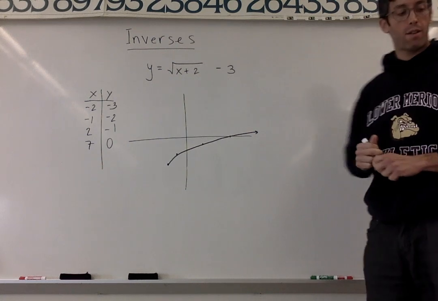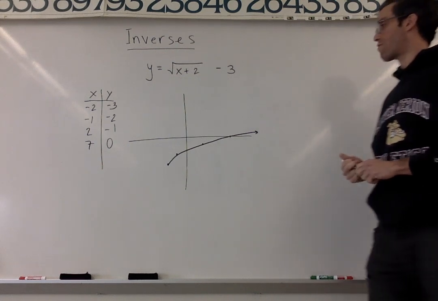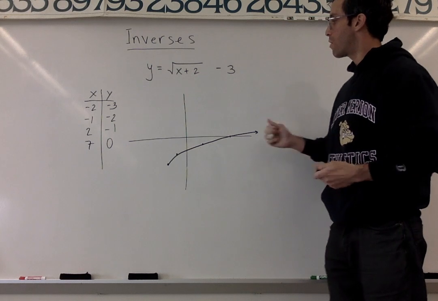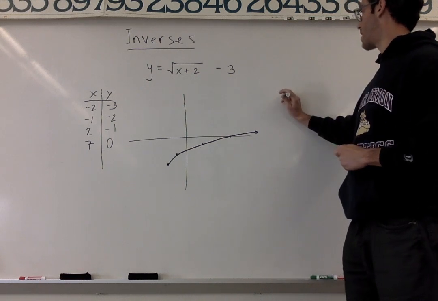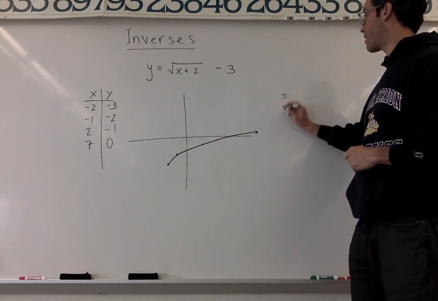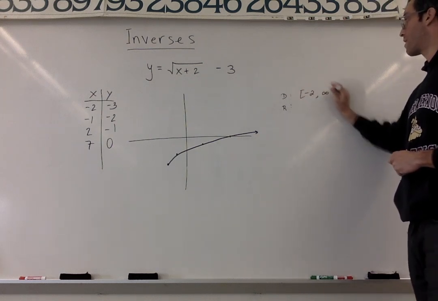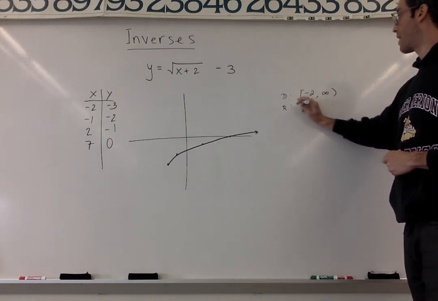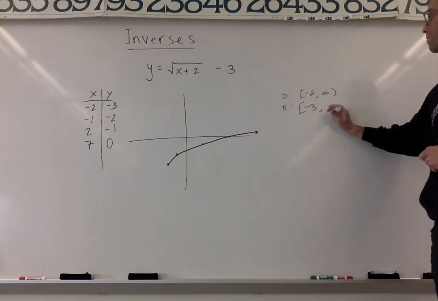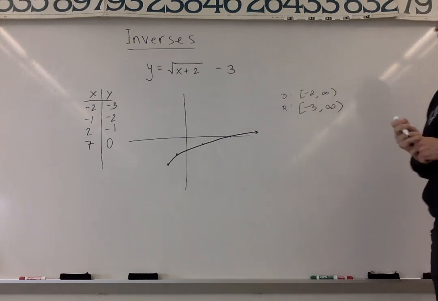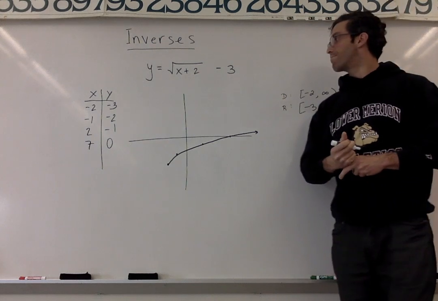Now, we can also talk about this function's domain and range, right? Let's actually jot that down right now. Domain and range. So the domain, -2 to infinity, and the range would be -3 to infinity, right? That's for this function. All right?